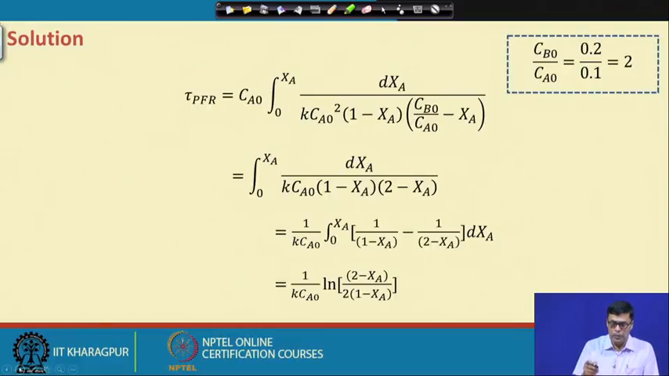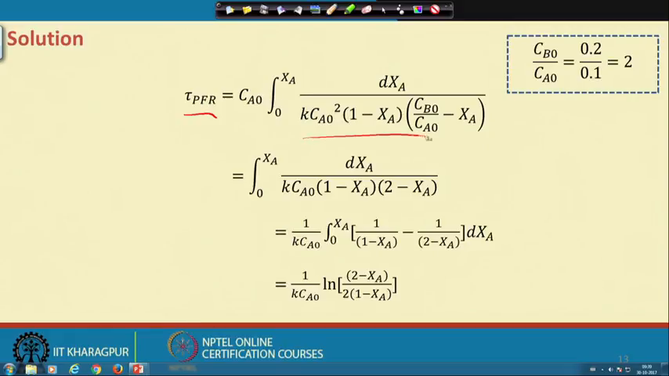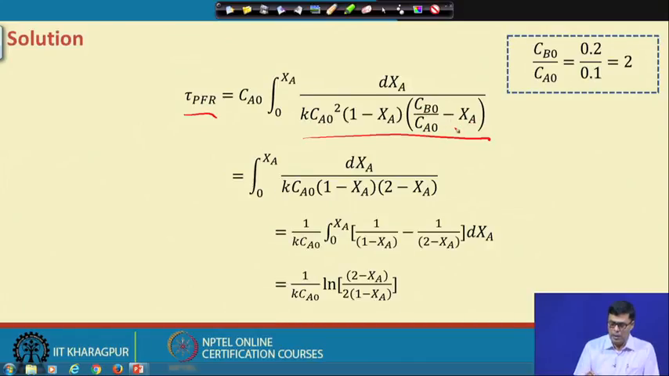So, next we can find that tau for the plug flow reactor equals Ca0 integrated from 0 to Xa of dXa over the rate expression, and this is the equation that we can write. We can take the common factor Ca0, so that the ratio Cb0 by Ca0 comes out, and this ratio at the initial stage is 2. We know that one is 200 millimoles, another is 100 millimoles, and Xa is the fraction converted.